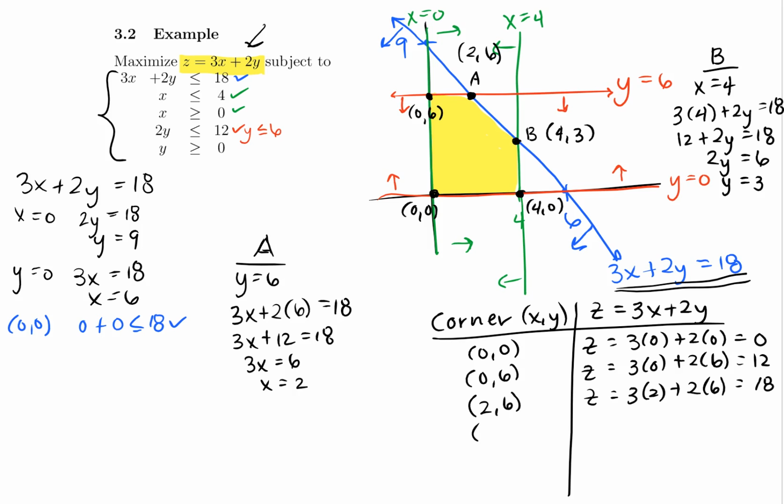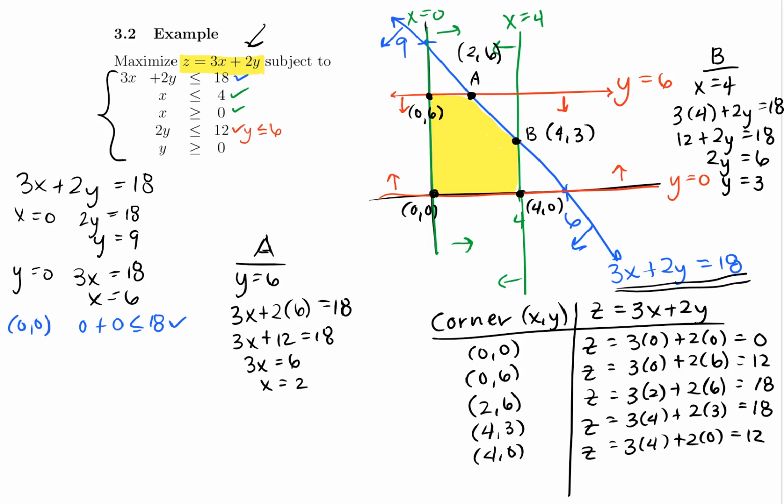The next point is B. That was (4, 3). So this should be 3 times 4 plus 2 times 3. That also is 12 + 6, and so we also get 18. Interesting. And then our final point is at (4, 0), and so z comes out to be 3 times 4 plus 2 times 0, which is 12.